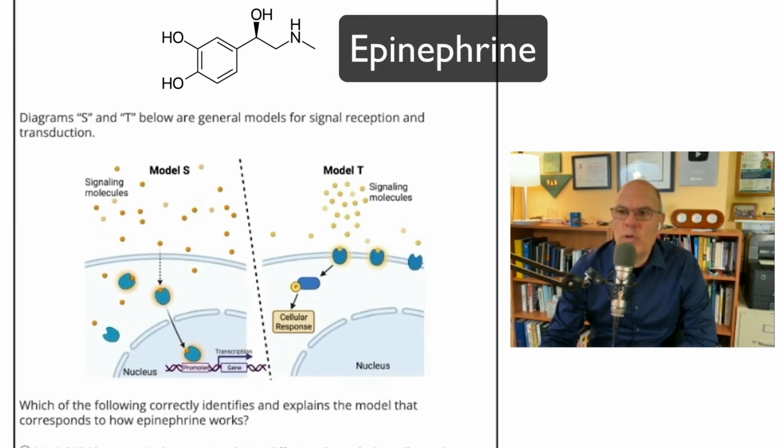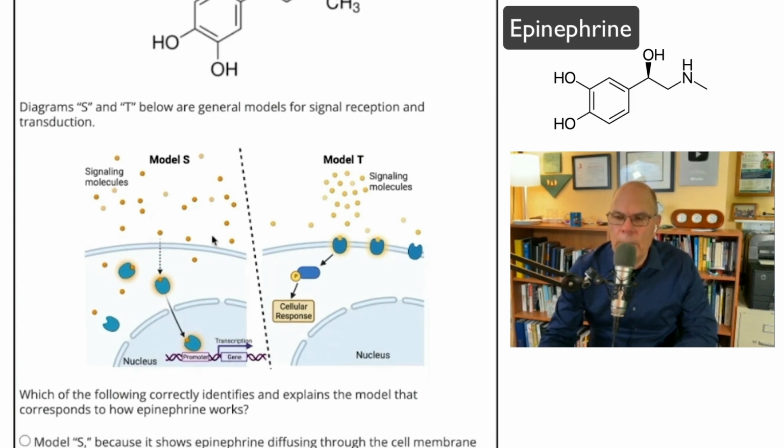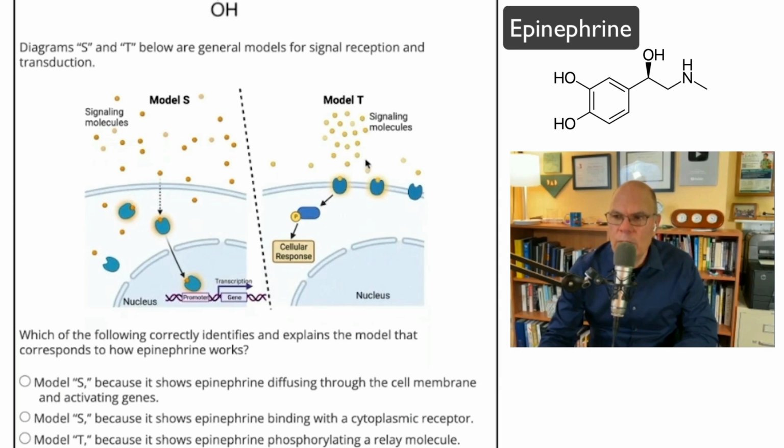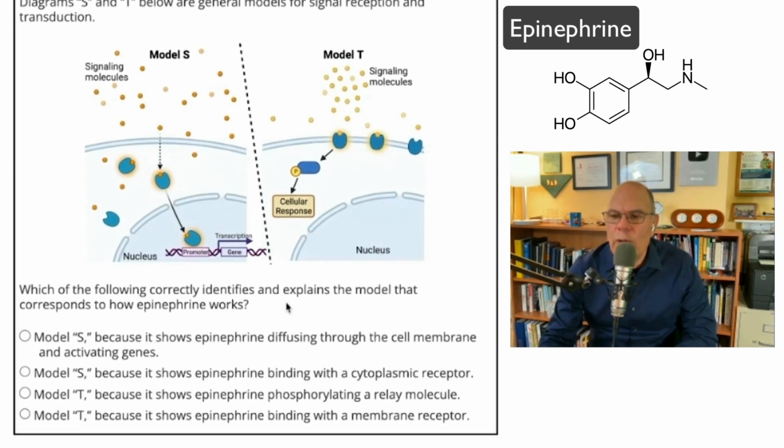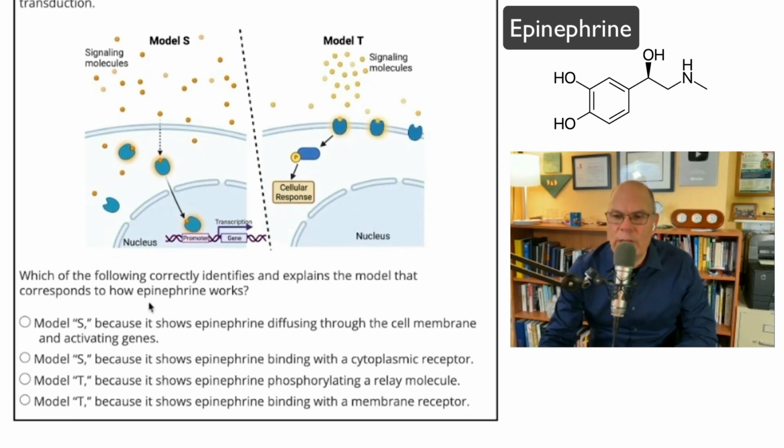Epinephrine, also known as adrenaline, is produced by the adrenal glands. The structural formula for epinephrine is below. Diagrams S and T below are general models for signal reception and transduction. Here's model S. Here's model T. Which of the following correctly identifies and explains the model that corresponds to how epinephrine works?